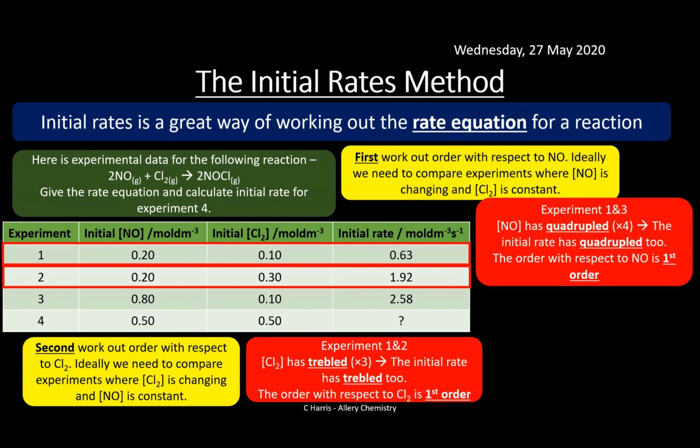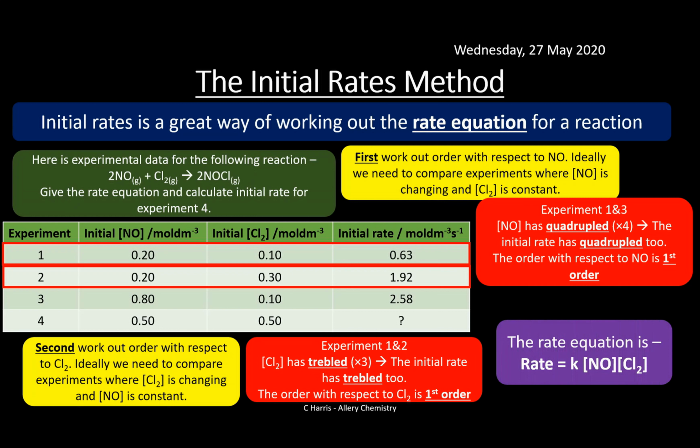So now we can write our rate equation and we've got the answer to our first bit. So our rate equation is going to be this. Rate equals k, the concentration of NO, and then the concentration of Cl2. It is first order with respect to both of these substances.